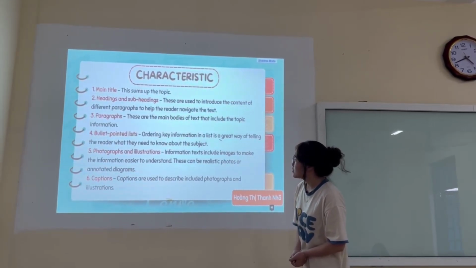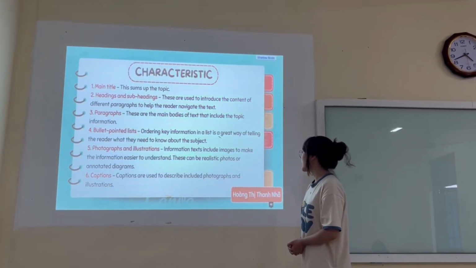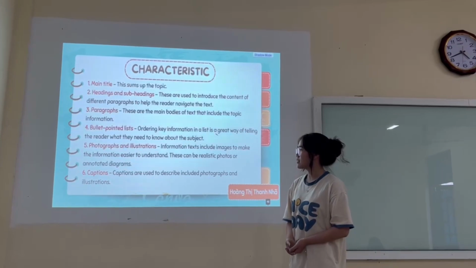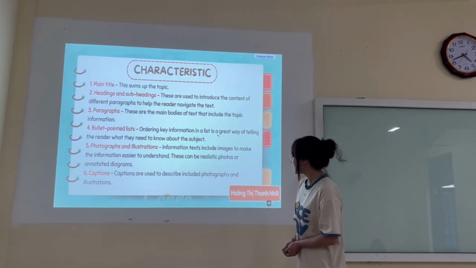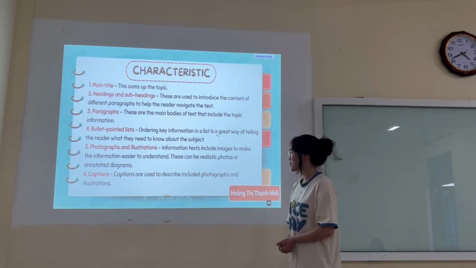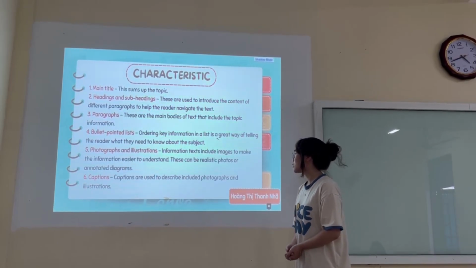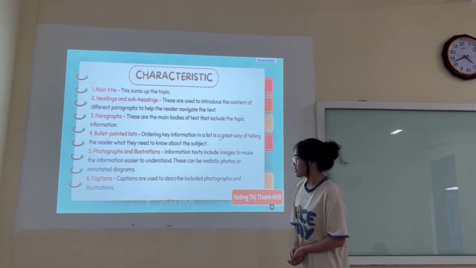Photographs and illustrations. Information text includes images. The information is easy to understand. It can be with photos or annotated diagrams. Captions. Captions are used to describe photographs and illustrations.